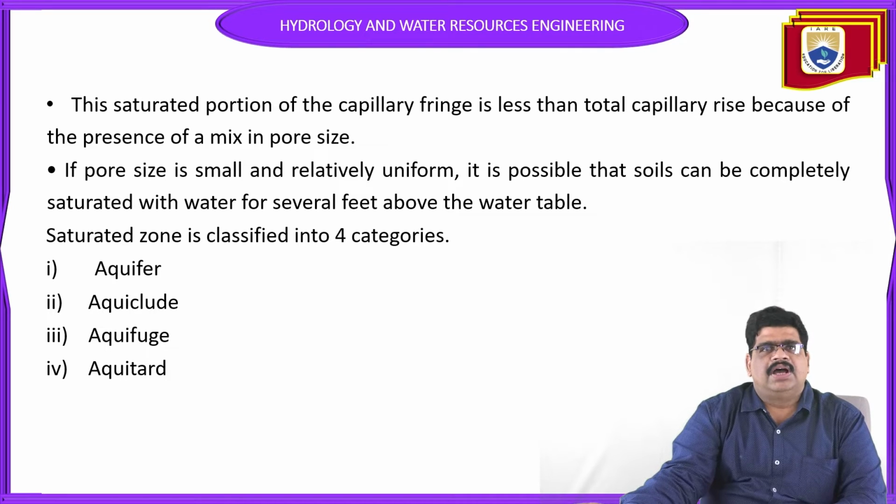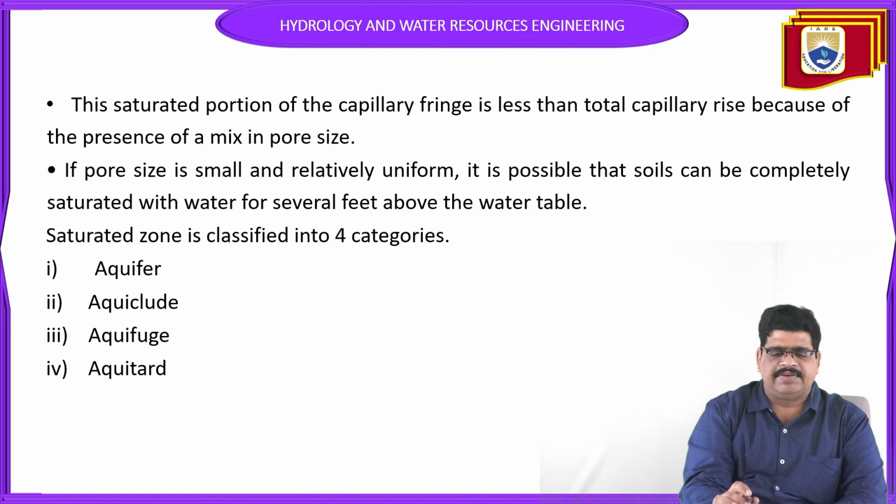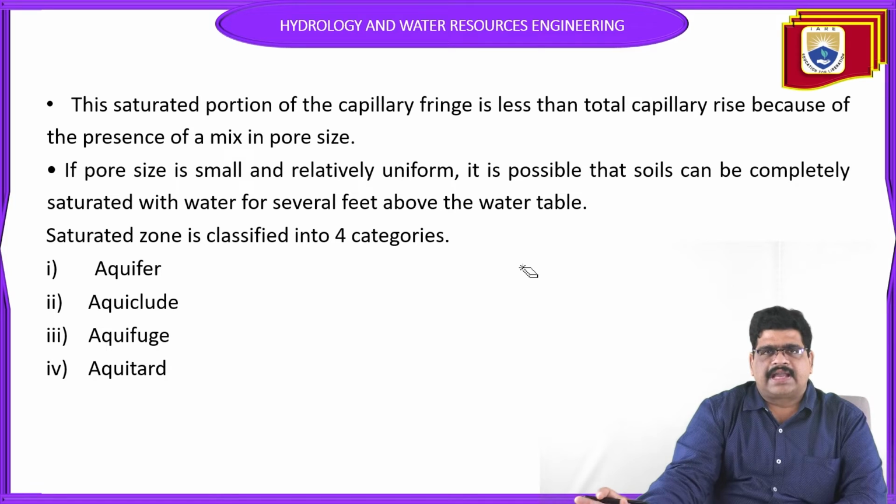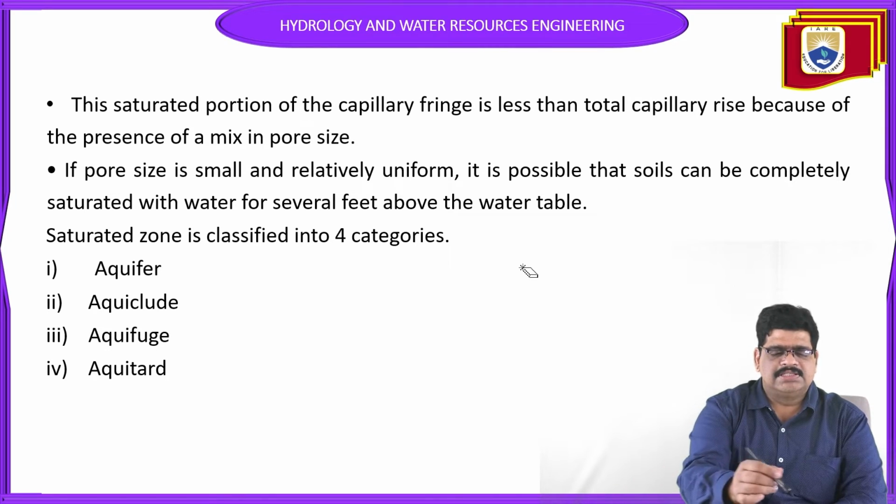Here we have the saturated portion of the capillary, and also the capillary zone, because of the mix of the pore zones. So here, geological formations for different types of aquifer availability can form in different types of forms. That is how the saturated zone and unsaturated zone, and the aquifers and geological formation, can be easily known, and they can be bifurcated into four types.